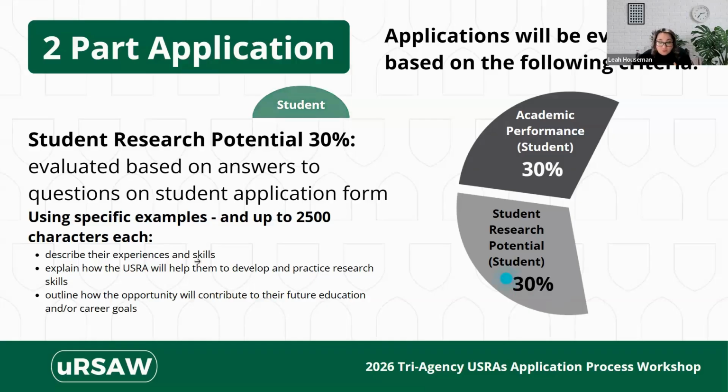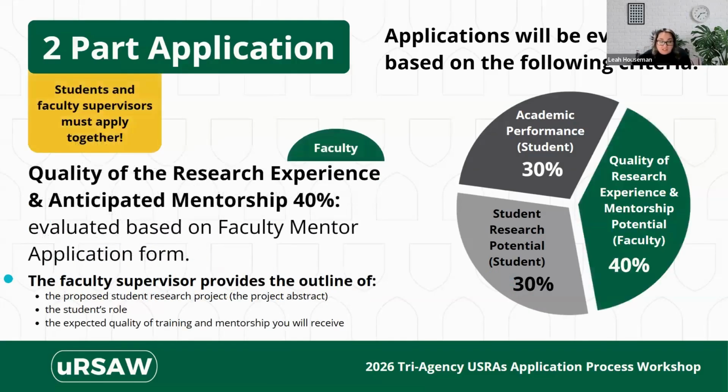And then the last 40% comes from the faculty portion of the application, which is a significant amount of the total score. So it's important that the student and the faculty supervisor work together to complete this application. The faculty supervisor is the one that provides the outline of the topic, the outline of the student's role, and the outline of the quality and training that they are going to provide to the student.